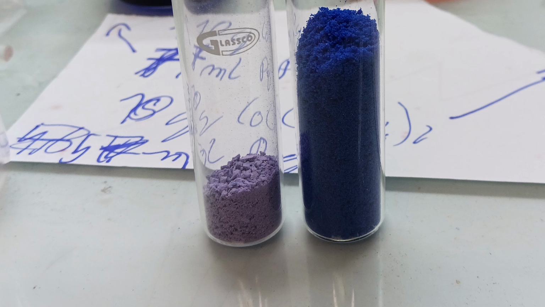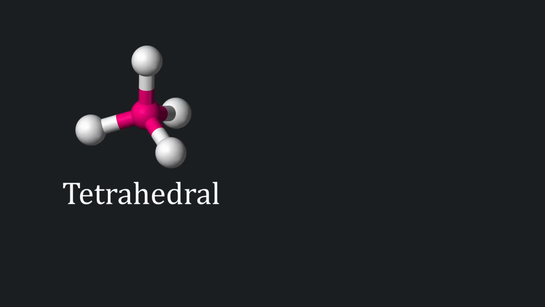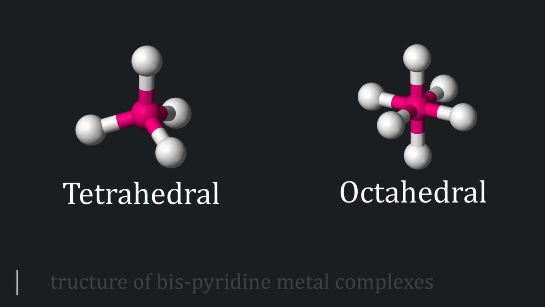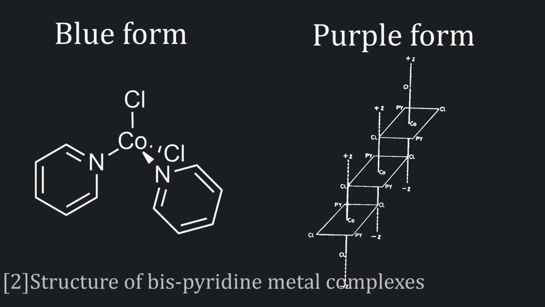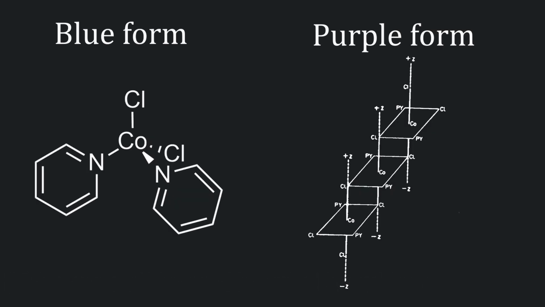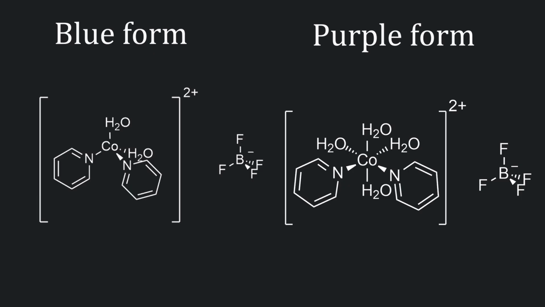So what happened? To understand this, we'll first need to discuss molecule geometry. There are two main geometries we need to consider: tetrahedral and octahedral. This paper shows that the blue form we saw in solution and after drying is a tetrahedral monomer, while the purple form is an octahedral polymer. However, in our case, the complexes will have a different structure due to the inability of the anion to coordinate.